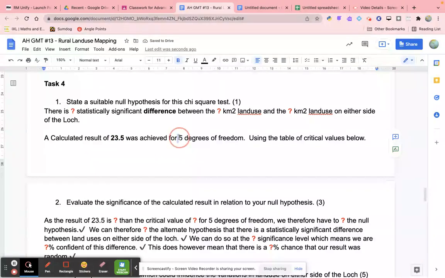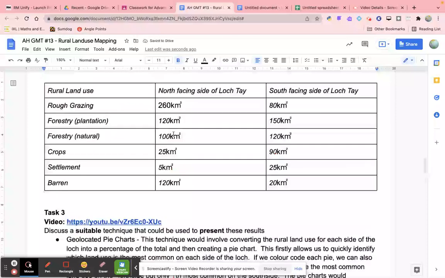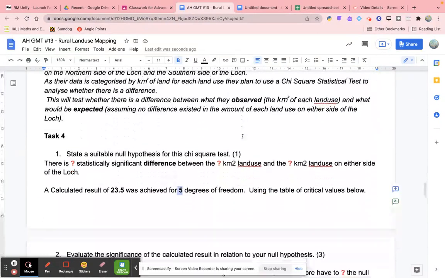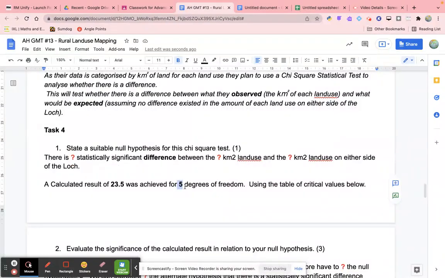And we know it's for 5 degrees of freedom. Now, just to remind you, where do we get that 5 from? Well, the 5 degrees of freedom comes from the number of columns, we have 2 columns of data, so that becomes 2, minus 1, so we're left with 1 there, and you multiply that by the rows minus 1. Now we've got 6 rows, we take away 1, so that's 5. So we've now got 5 rows, 1 column, doing our 2 minus 1, so 5 times 1, and that is why our degrees of freedom is 5. Okay?